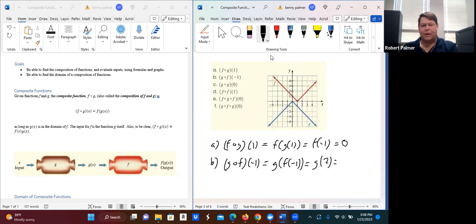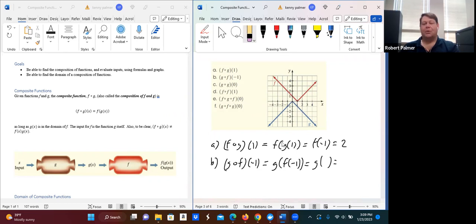Oops, hang on. I just realized I made a mistake. Let me take that back on the first one. Bear with me, sorry about this. I realize I said this wrong. So let's go back to this one. The first part, g of 1 is negative 1. But now I do f of negative 1. So I find negative 1 on my x-axis and go to my function f, which is the red one, and that's actually at 2. So I apologize for that. Hopefully that's cleared that up.